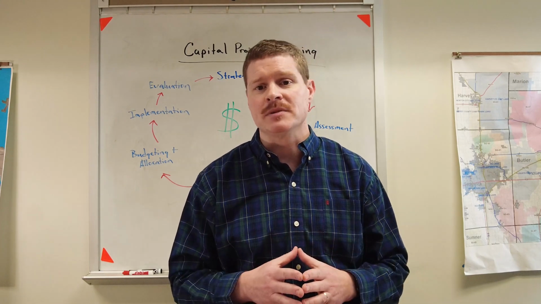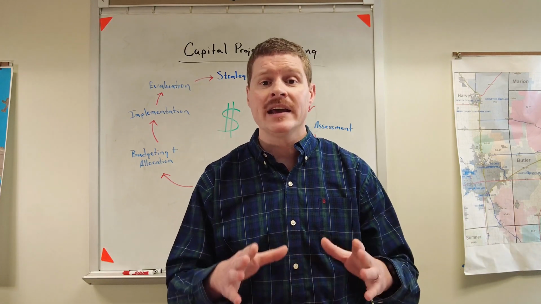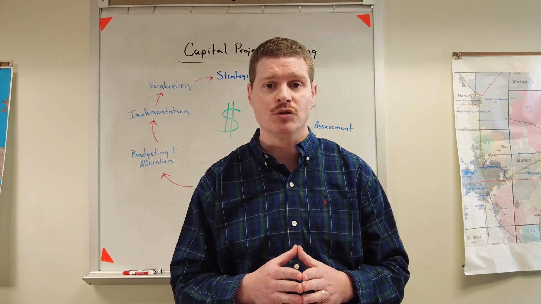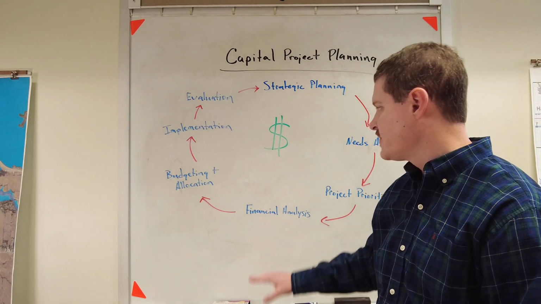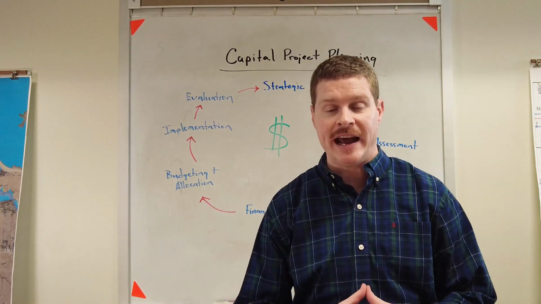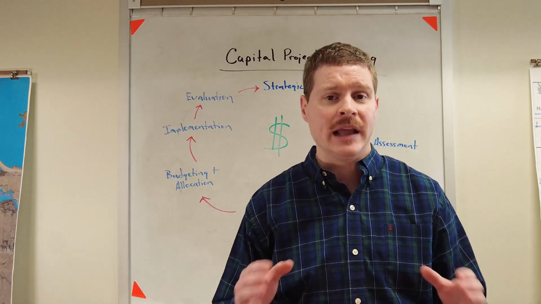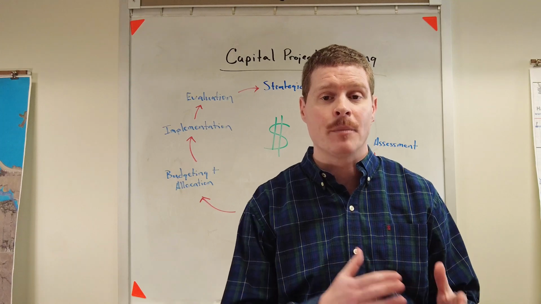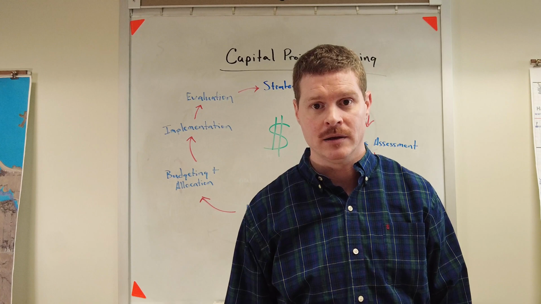This prudent management system allows us to do many projects and allows us to manage our cash in a way that is beneficial to the overall use of taxpayers' dollars. After we have completed the financial analysis phase, we then move to our budgeting and allocation phase. If we think about the capital plan as a 5-year plan, this is the phase where we're actually going to assign a project to a specific budget year within that 5-year plan.